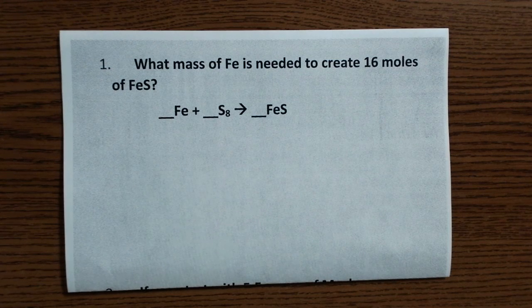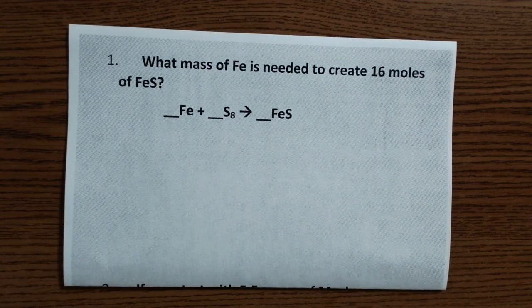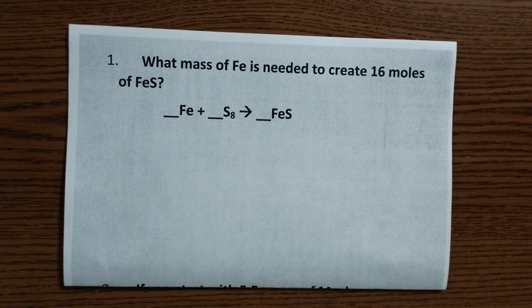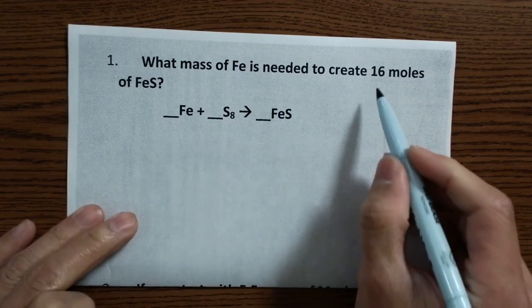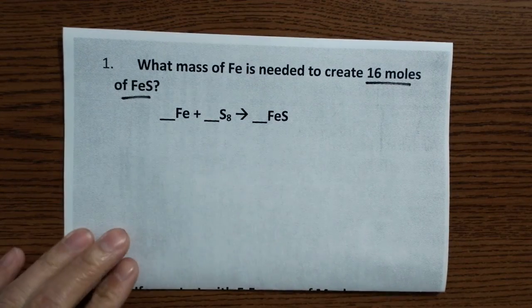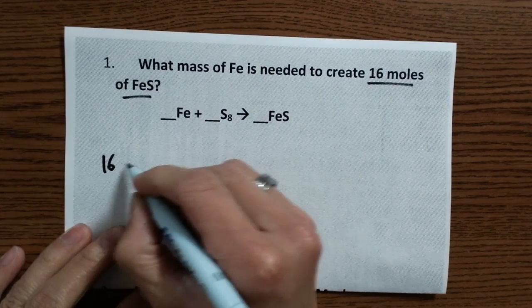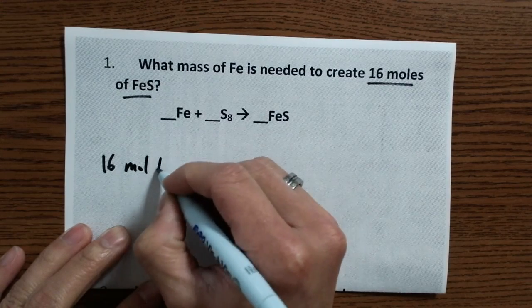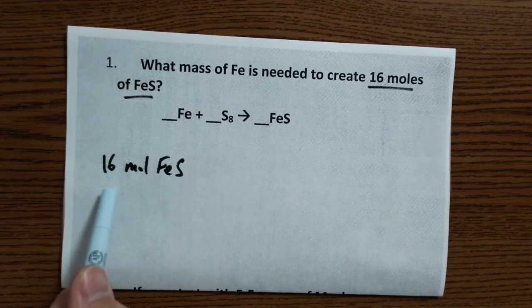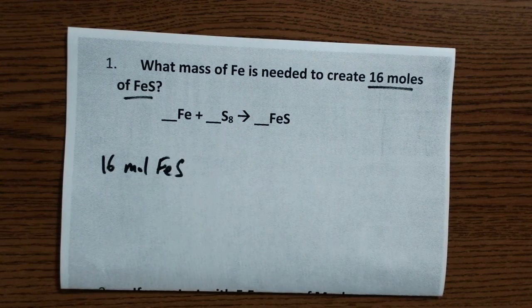All right, so let's work on question number 1 for today's 9-2 review. Now, always start with the given amount, okay? And we're given moles of FeS. I'm going to write that down, 16 mole FeS, okay? And you're going to convert moles into mass.